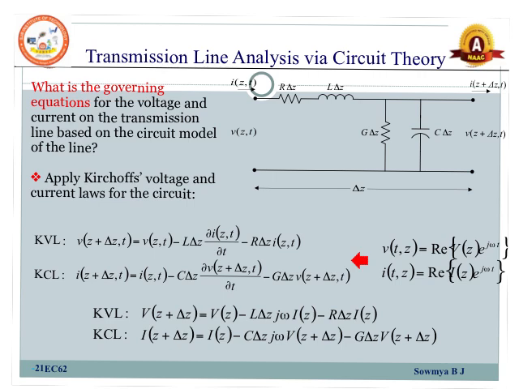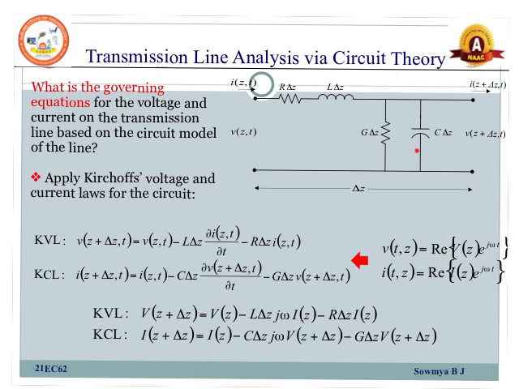Let us now have an understanding of the derivation of the transmission line equation. We need to know the governing equation for the voltage and current on the transmission line based on the circuit model of the line. This is the circuit model. Based on the circuit model, we need to derive the governing equation for the voltage and the current. For this, we will apply the voltage and current laws for the circuit.